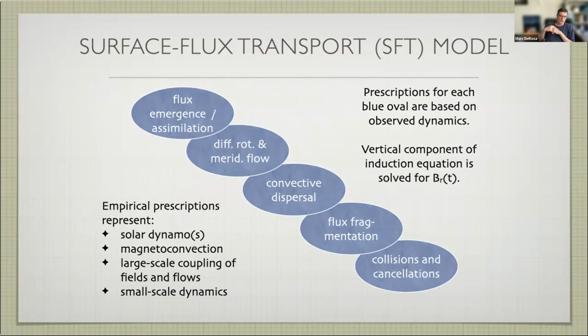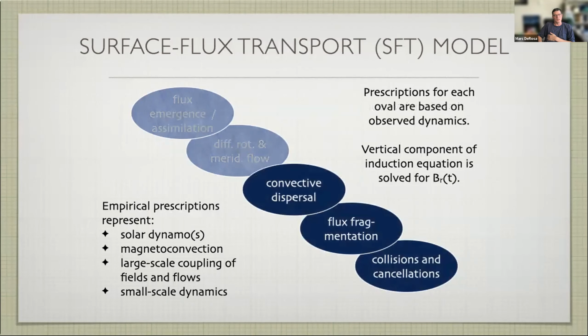And also we observe collisions and cancellations. And these ovals basically are unlocking the mysteries underneath each of these ovals. Each one is a big project, more or less, because you need to know lots of things about, for example, the solar dynamo, how flows and fields interact via magnetoconvective processes and things of this sort. So let me just highlight these lower 3 items having to do with the smaller scales.